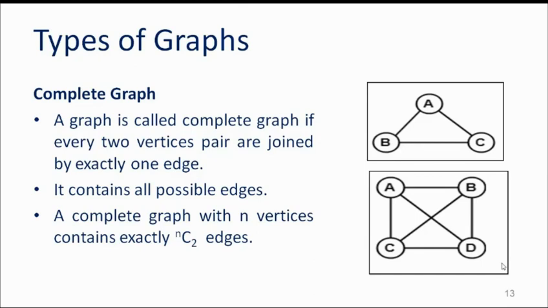So here A, B, C, three vertices are there. They have been connected with exactly one edge. In the second graph, A, B, C, D, all vertices are connected with exactly one edge, that is from A to B, A to C, A to D. In the same way for the other vertices. So a complete graph with n vertices contains exactly nC2 edges. This is a basic formula that you can remember.